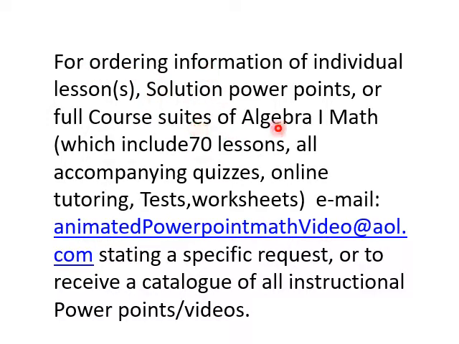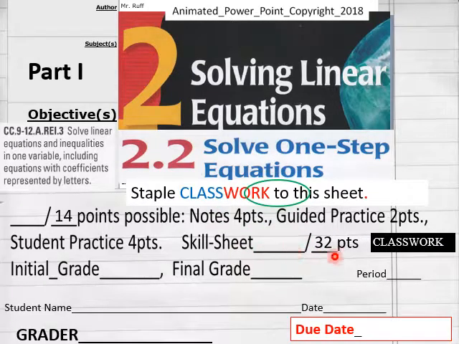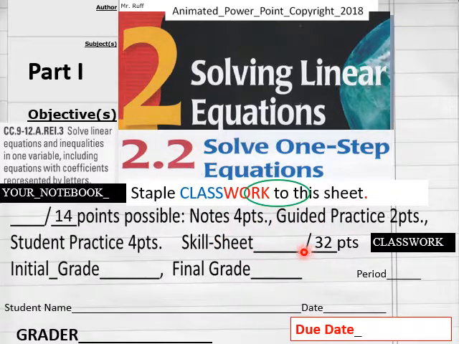Hello everybody, we're getting ready to do lesson 2.2 for Algebra 1. It'd be part 1. Other parts of the lesson and worksheets are available here at this email. 2.2, solving one-step equations. We got a 32-point skill sheet and we got a 14-point note-taking guide here. Here's the objective and it is part 1.